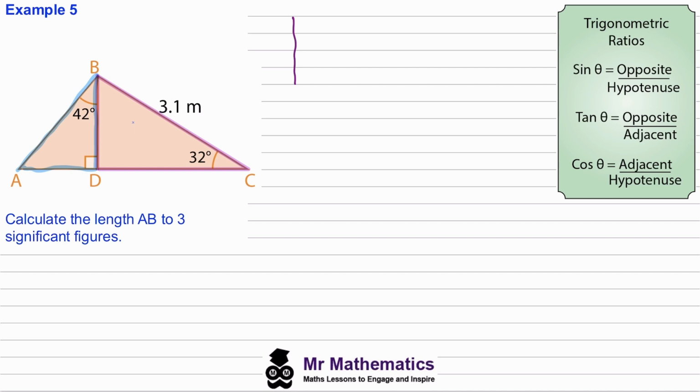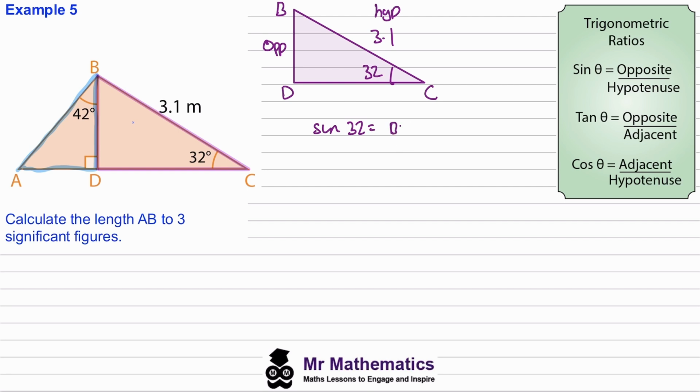So we'll begin with BDC. We want to work out BD, which is the opposite side, and we've been given the hypotenuse, so we're going to use sine. So the sine of 32 will be the opposite, B to D, divided by 3.1. We'll multiply both sides by 3.1, and we get B to D is 1.64.